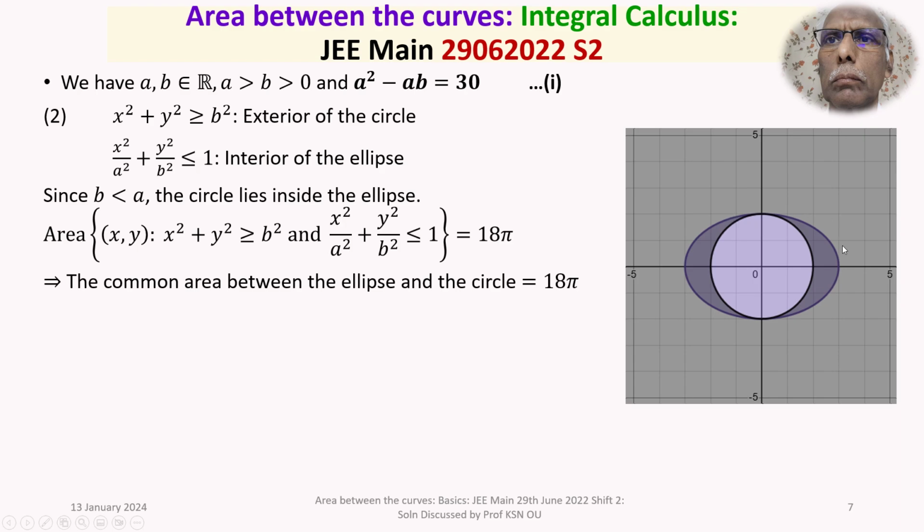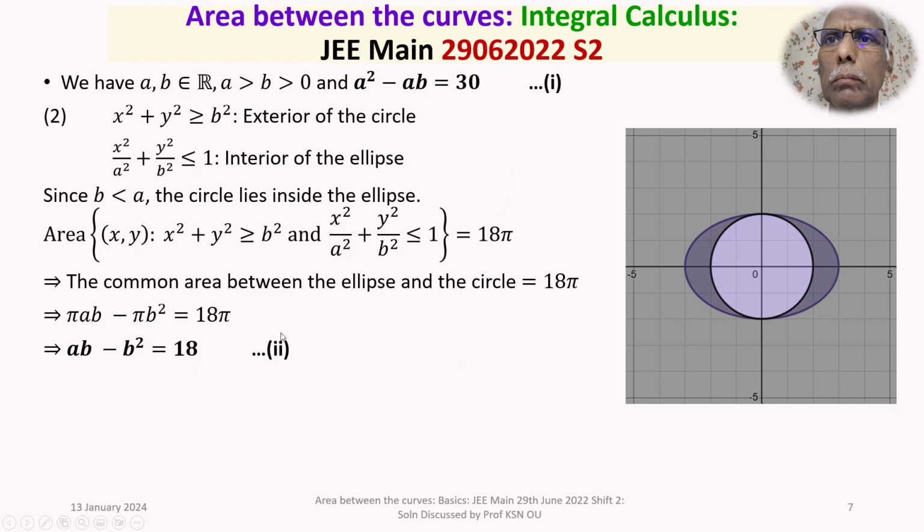The common area is the area of the ellipse, which is more, that is pi ab, minus the area of the circle, that is pi b square. Pi ab minus pi b square is equal to 18 pi. Cancelling pi throughout, you will get ab minus b square is equal to 18. That is the second relation. What is it that we want? We are required to find the value of a minus b whole square.